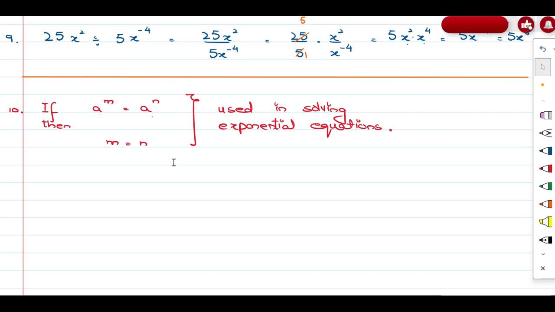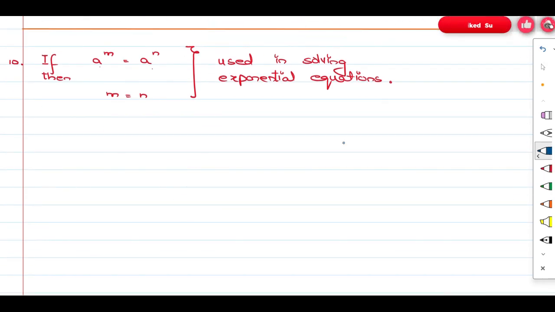Okay, so for example, let's do some examples as well. The first example: 2 to the power x is equal to 16. Okay, how do I solve this? 2 to the power x, 16 is basically 2 to the power 4. Now the bases are the same, so we can say x is equal to 4.